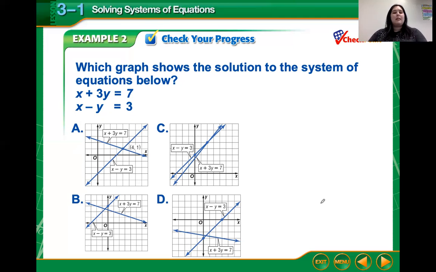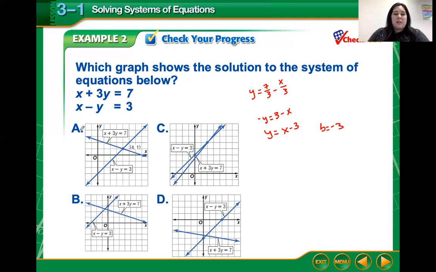All right, here we're going to take a look at these. One of the things that might be easier if you're trying to figure out what the lines are is to change it to slope-intercept form. I know this first one is y equals 7/3 minus x over 3. The second one, we get negative y equals 3 minus x, and with that negative, it becomes y equals x minus 3. That's very helpful to know that I'm looking for one that is going to cross at negative 3.